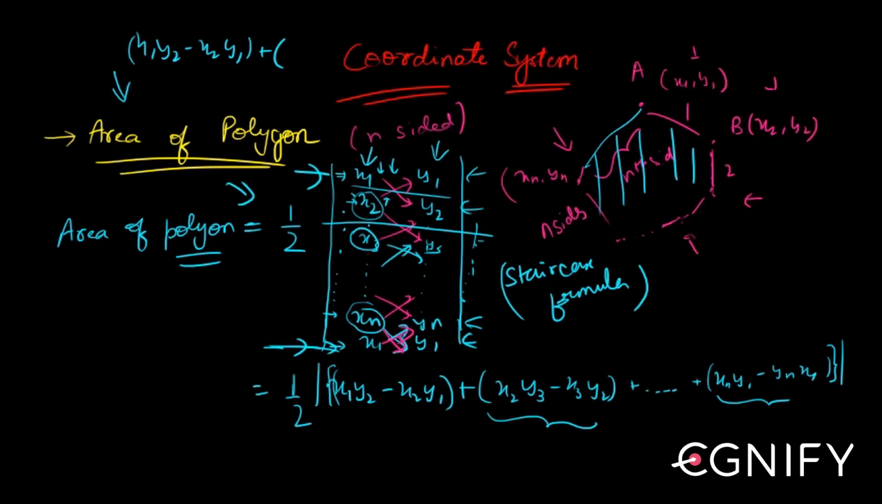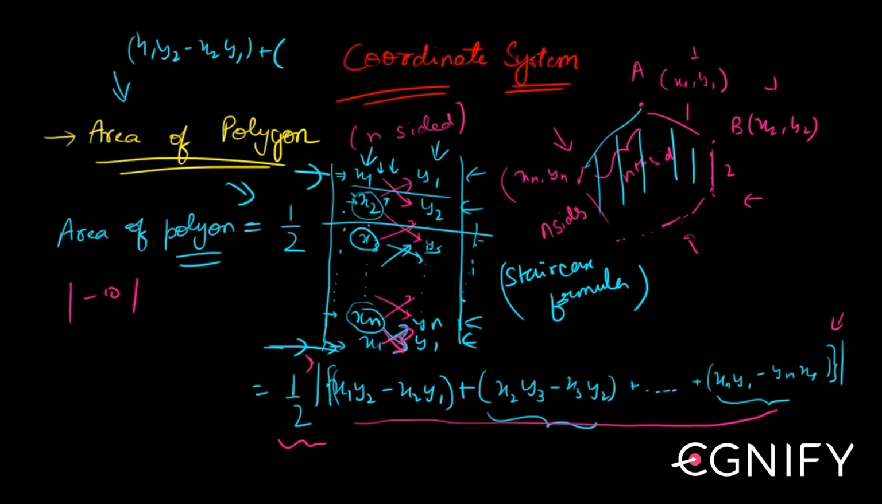So when you finally add all of these quantities, put a mod against it, because if you get something like minus 10, but area can't be negative, right? So that is the reason why you put a mod. You put a mod against this quantity and multiply it with a half, right? So this is the formula for the area of a polygon.